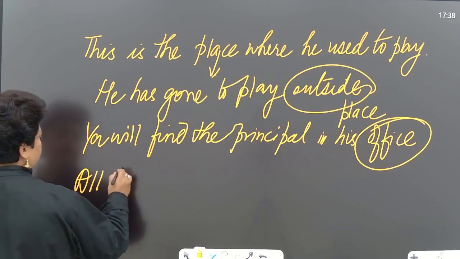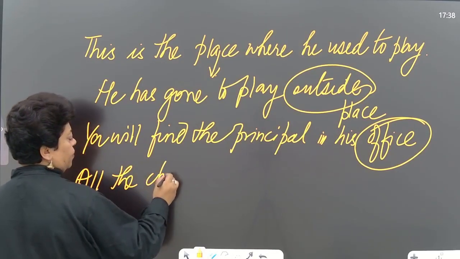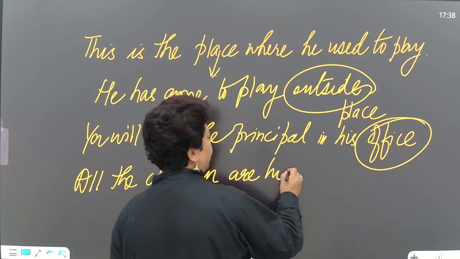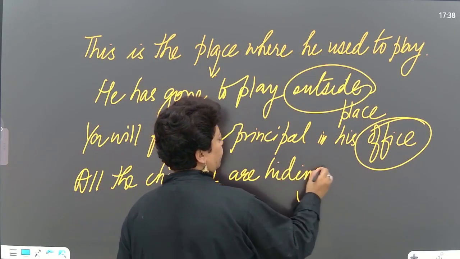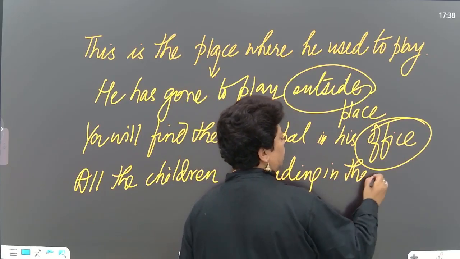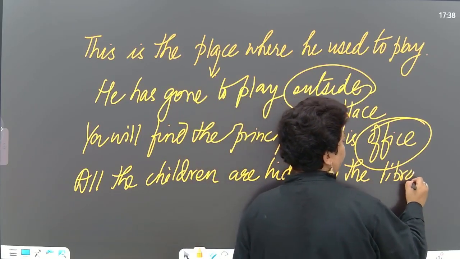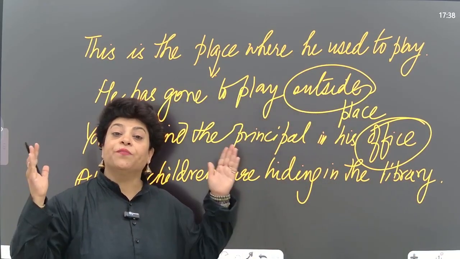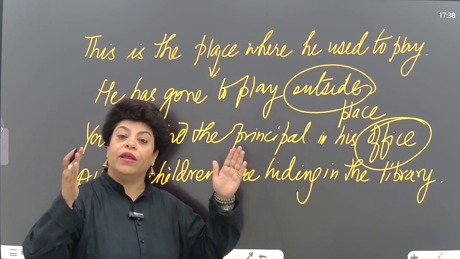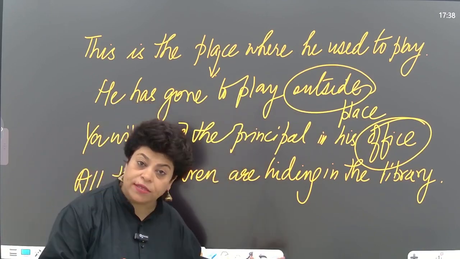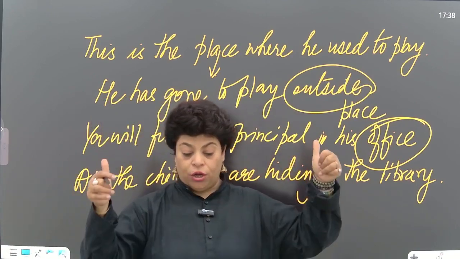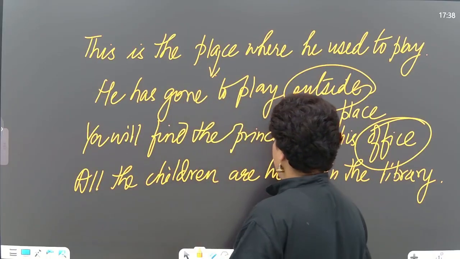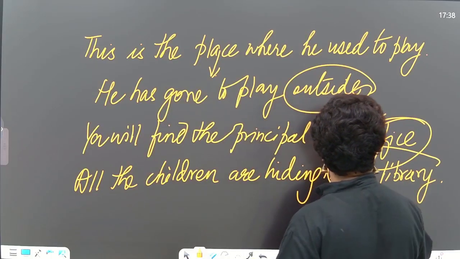All the children are hiding in the library. So dear, my question is, where are they? Which place is being talked about? Hence, when we talk about a particular place, it is said to be adverb clause of place, right? Adverb clause of place, hence the library.